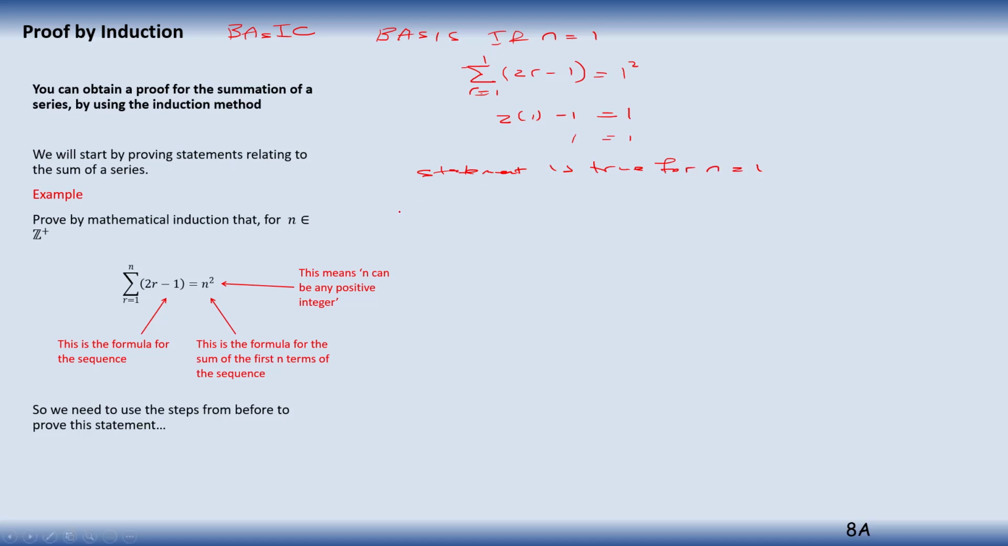It's not the greatest for writing this. I'm not very used to it. Right, next is our assumption phase. So the assumption then is that it is true for n equals k. That's our general form. So if we go back to our summation, we replace all the n's with k. The sum from r equals 1 to k of 2r minus 1 is equal to k squared.